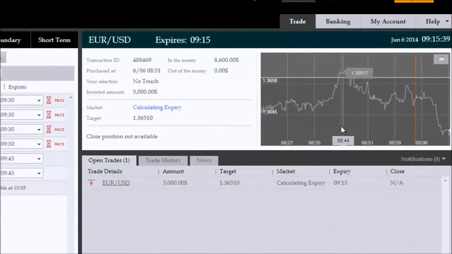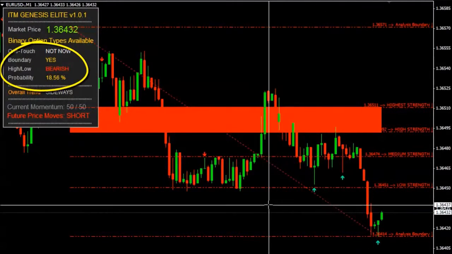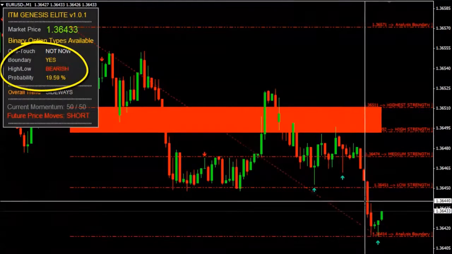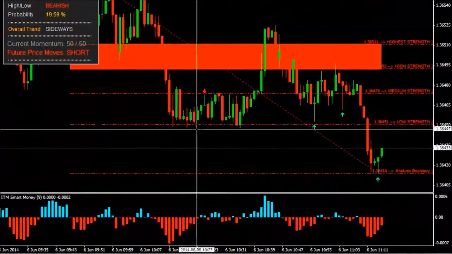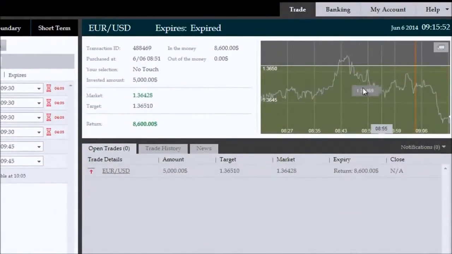and take a boundary trade again, an outside boundary trade, given that price is between the low strength and analysis boundary bracket. ITM Smart Money is also in favor of high bearish momentum here, but that's not really an issue when you're taking boundary trades. We're not looking for directional accuracy. We're looking for volatility and an exit of the boundary.